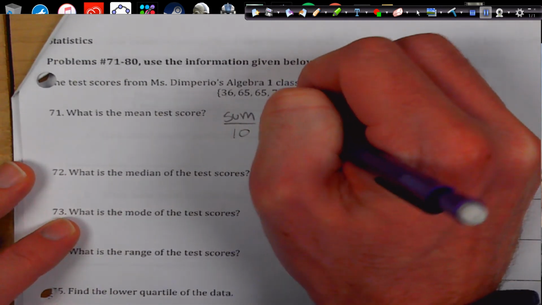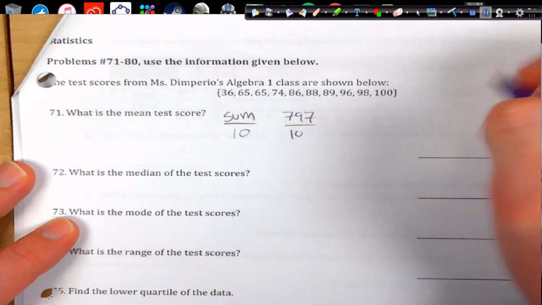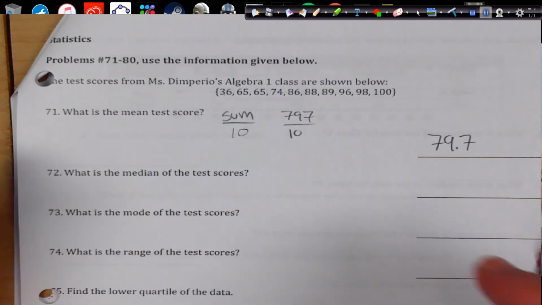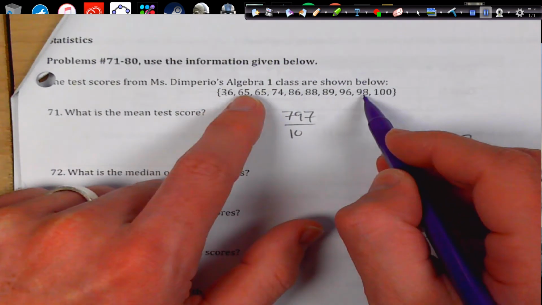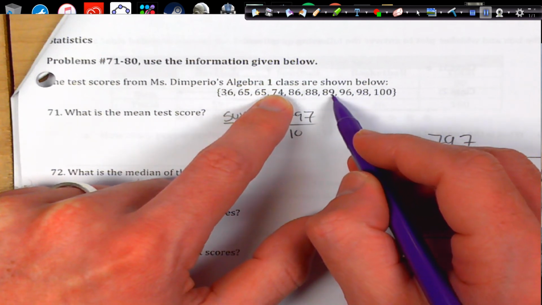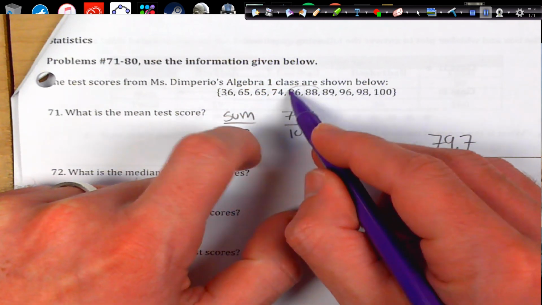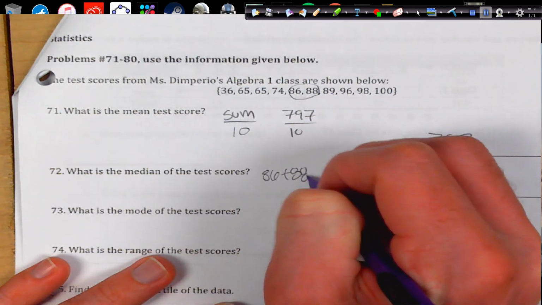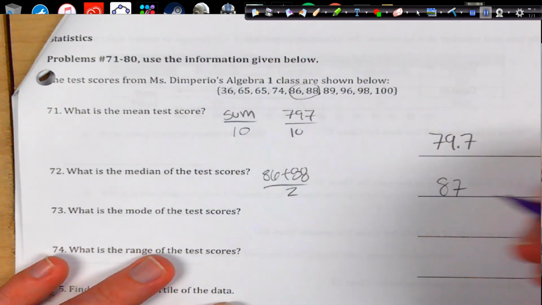So I got 797 divided by 10. That's going to be 79.7 is the mean. The median, it's already in order, so we can just count in. 1, 2, 3, 4, and 5. So these two are in the middle, so to find the middle, we're going to have to add them together and divide by 2. Or what's right in between them?